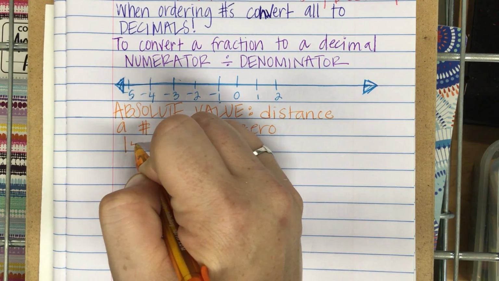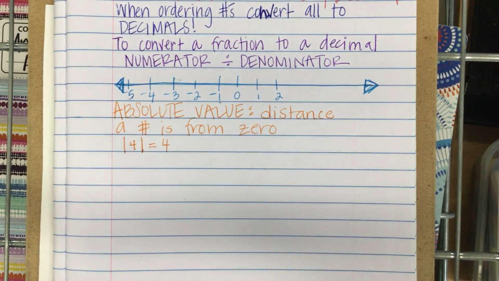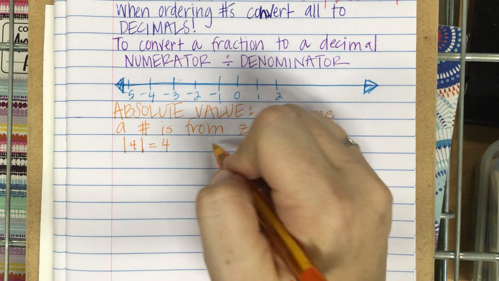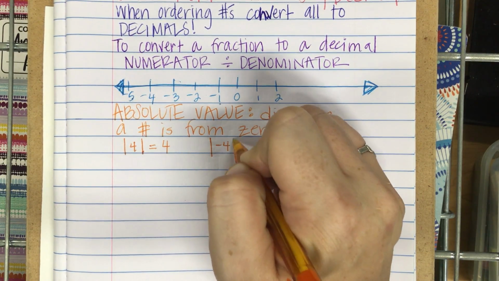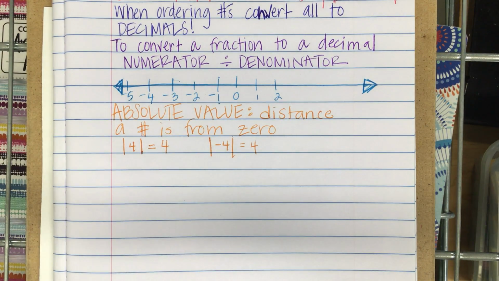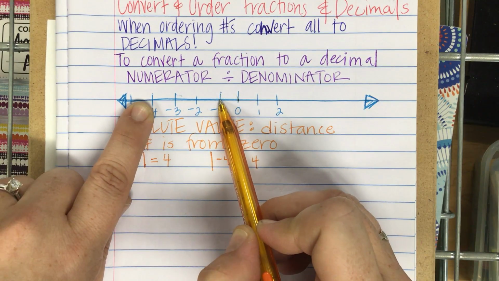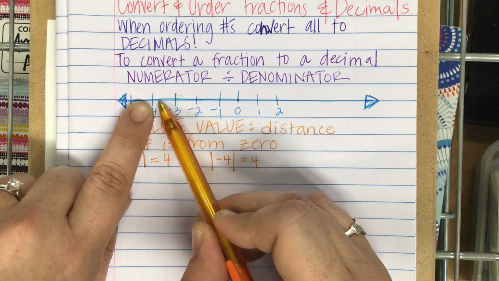The absolute value of 4 is 4. Do you remember those lines mean absolute value? The absolute value of -4 is 4, because it's 4 spaces. The distance from 0 is 4. There's no such thing as -4 distance. You still have to go from 0 to -4. You have to go 1 space, 2 spaces, 3 spaces, 4 spaces.